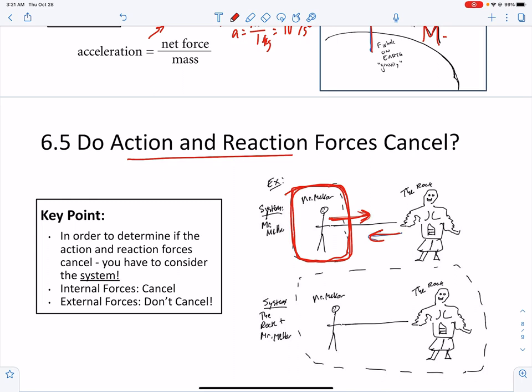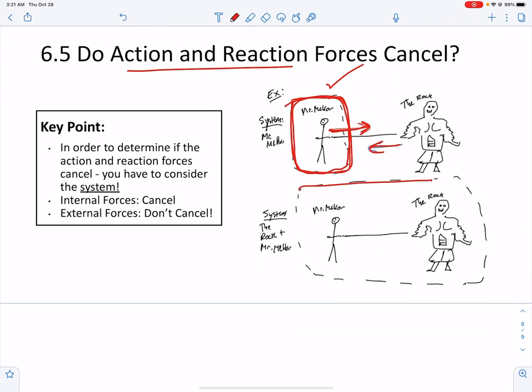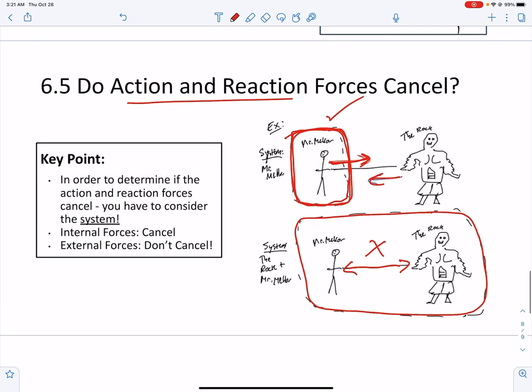They don't cancel out because I'm just considering what happens to Mr. Mellor. If I consider what happens to a system that includes Mr. Mellor and the Rock, those forces are now internal to the system, and they would cancel out. So physics is wonderful because we get to choose what we're looking at. If I want to find out about the motion of just Mr. Mellor, then the force pair would make a difference. If I'm looking at the system of both Mr. Mellor and the Rock, the forces would cancel.